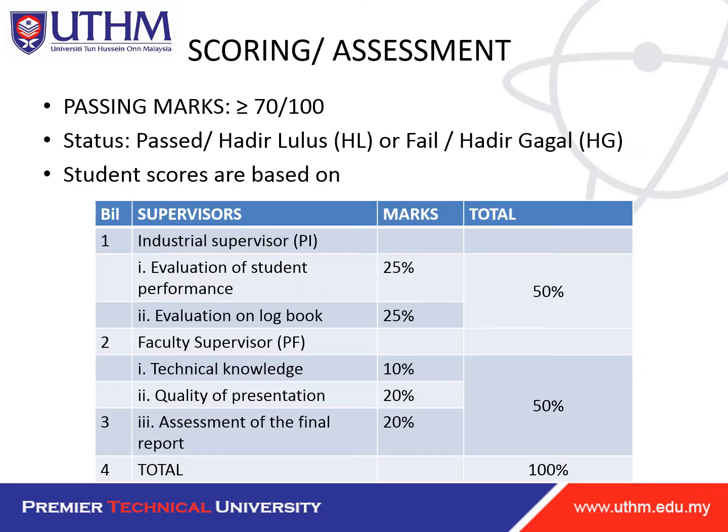Okay, so the scoring assessment for your LI: the passing mark is 70 over 100. And then the status you will get is either pass or fail. Student scores are based on 4 categories, so the total is 100 marks. You need to get 70 marks.